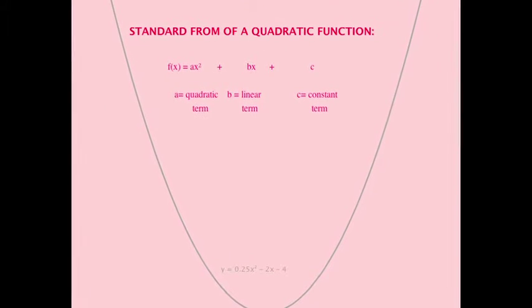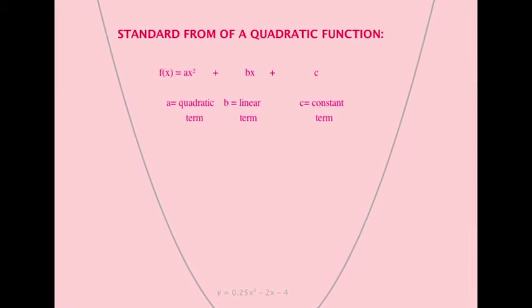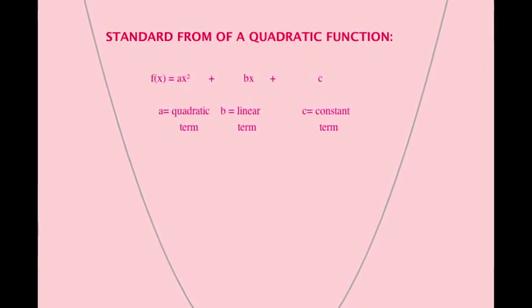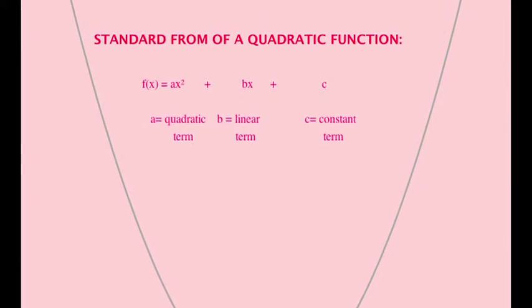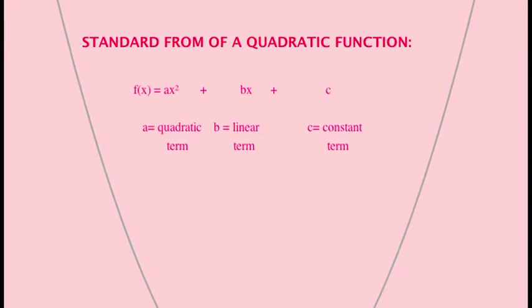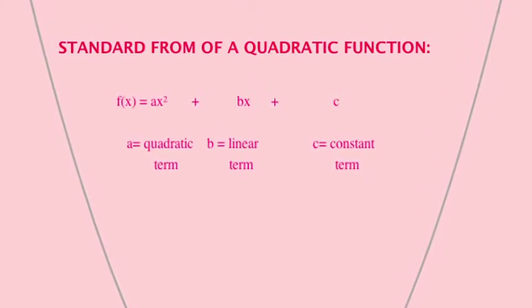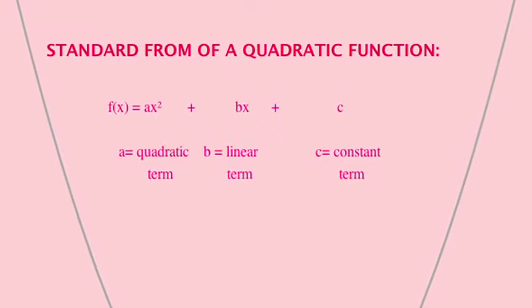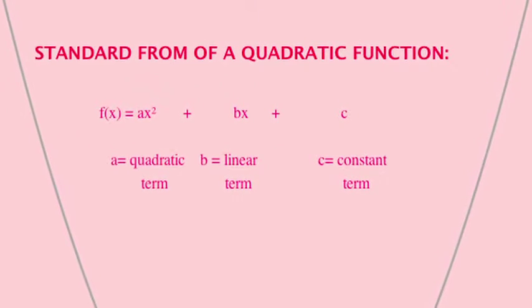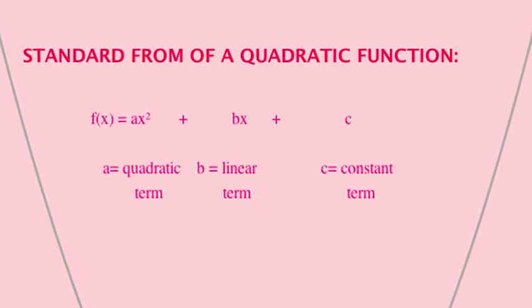A quadratic function is a function that is written in the form of f(x) = ax² + bx + c, where a cannot equal 0. The standard form of the quadratic function is f(x) = ax² + bx + c, where ax² is your quadratic term, bx is your linear term, and c is your constant term.